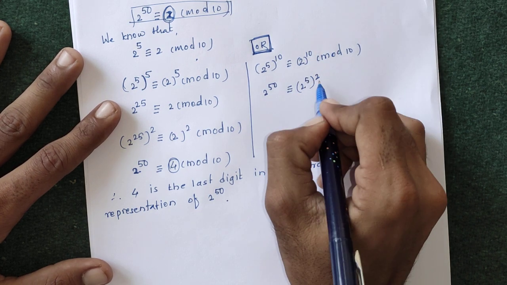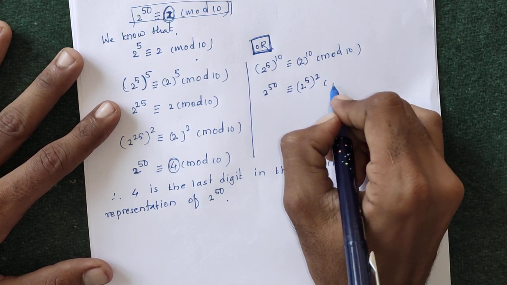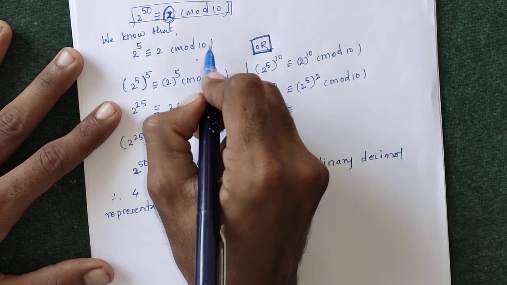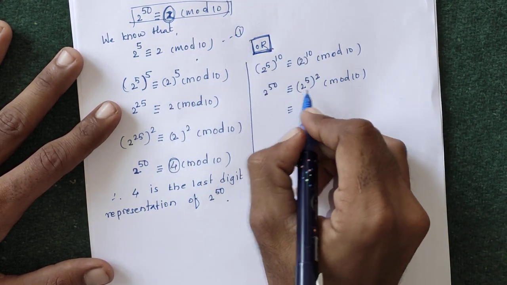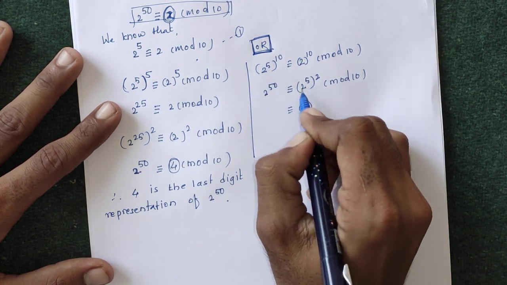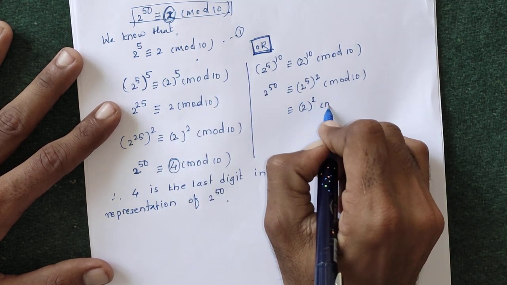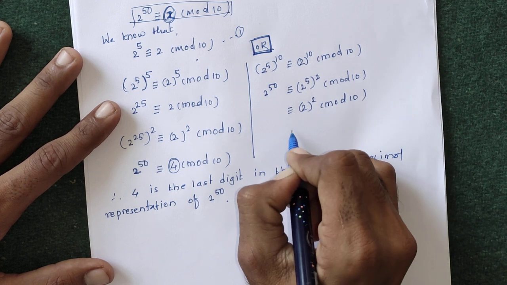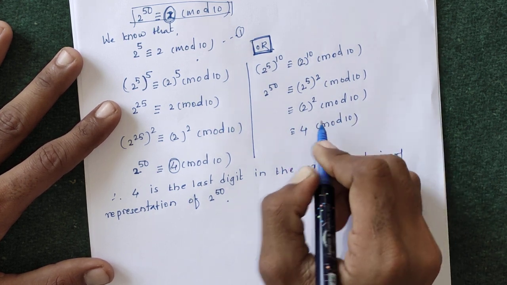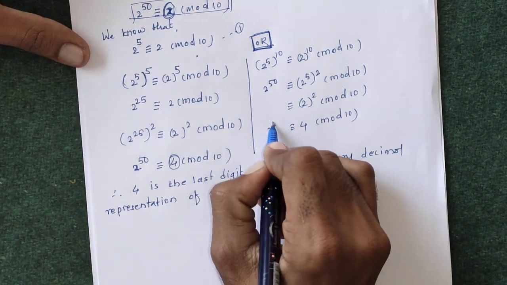So writing this 10 in this manner, we get 2 raised to 5 to the power 2 under modulo 10, and from equation number 1 we can write 2 raised to 5 is congruent to 2 modulo 10. So instead of 2 raised to 5 we can directly write 2. So 2 square modulo 10, and from this we get 2 raised to 50 is congruent to 4 modulo 10. You can write the most convenient solution for you.